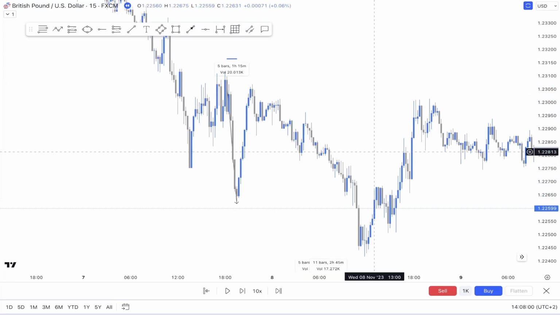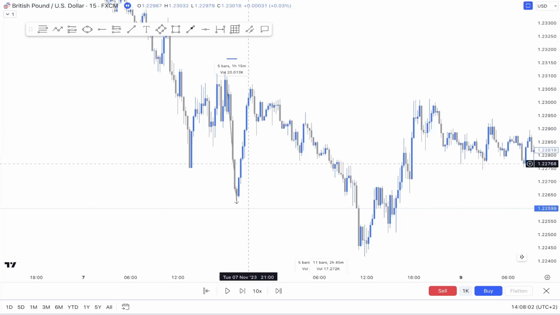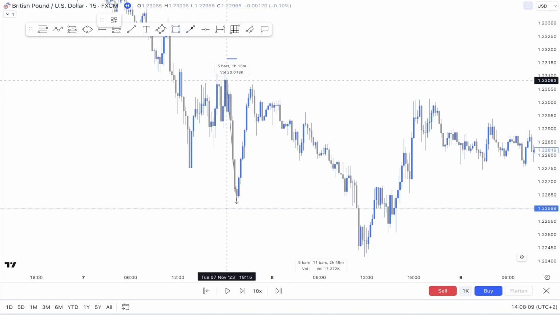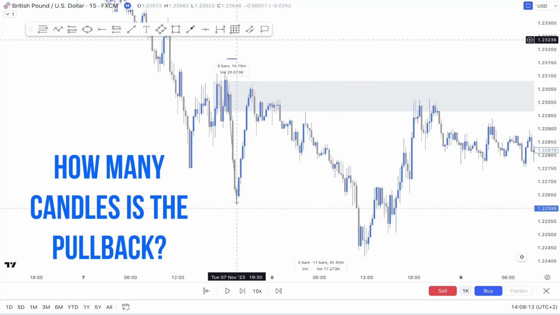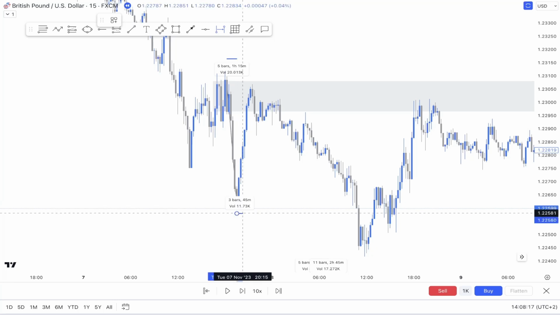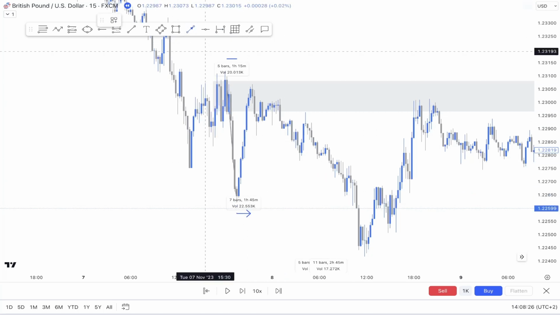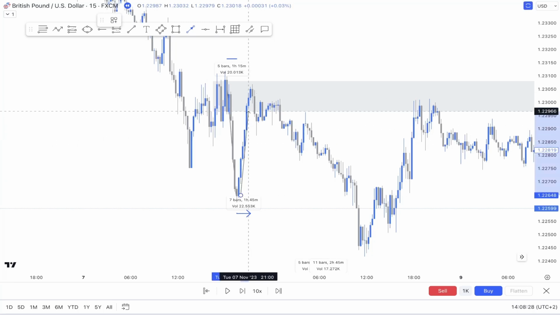But then what can we do with it, right? Well, after that, what we can do is we can measure the pullback towards this point of interest, for example, right? Let's consider this a point of interest. What we can do is we can measure the pullback. So from this low right here, okay, all the way up to this point of interest, price had to form 7 candles in order to travel from this low all the way up to this point of interest.